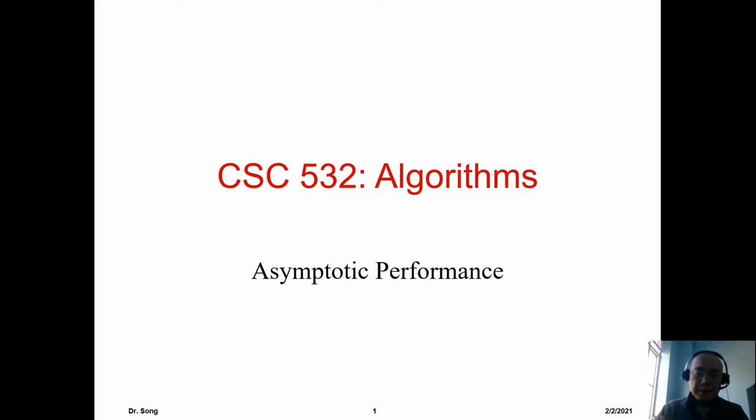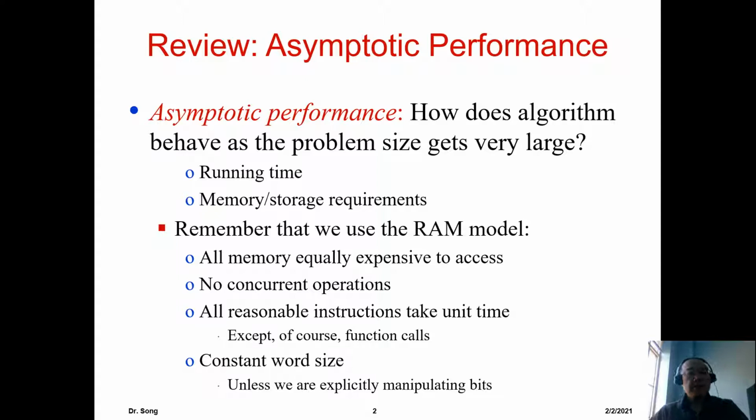Hi everyone, let's continue our discussion about big O. Okay, so let's do a very quick review. In the last lecture, we talked about asymptotic performance analysis. And this means we are interested in the running time, especially when the problem size is large.